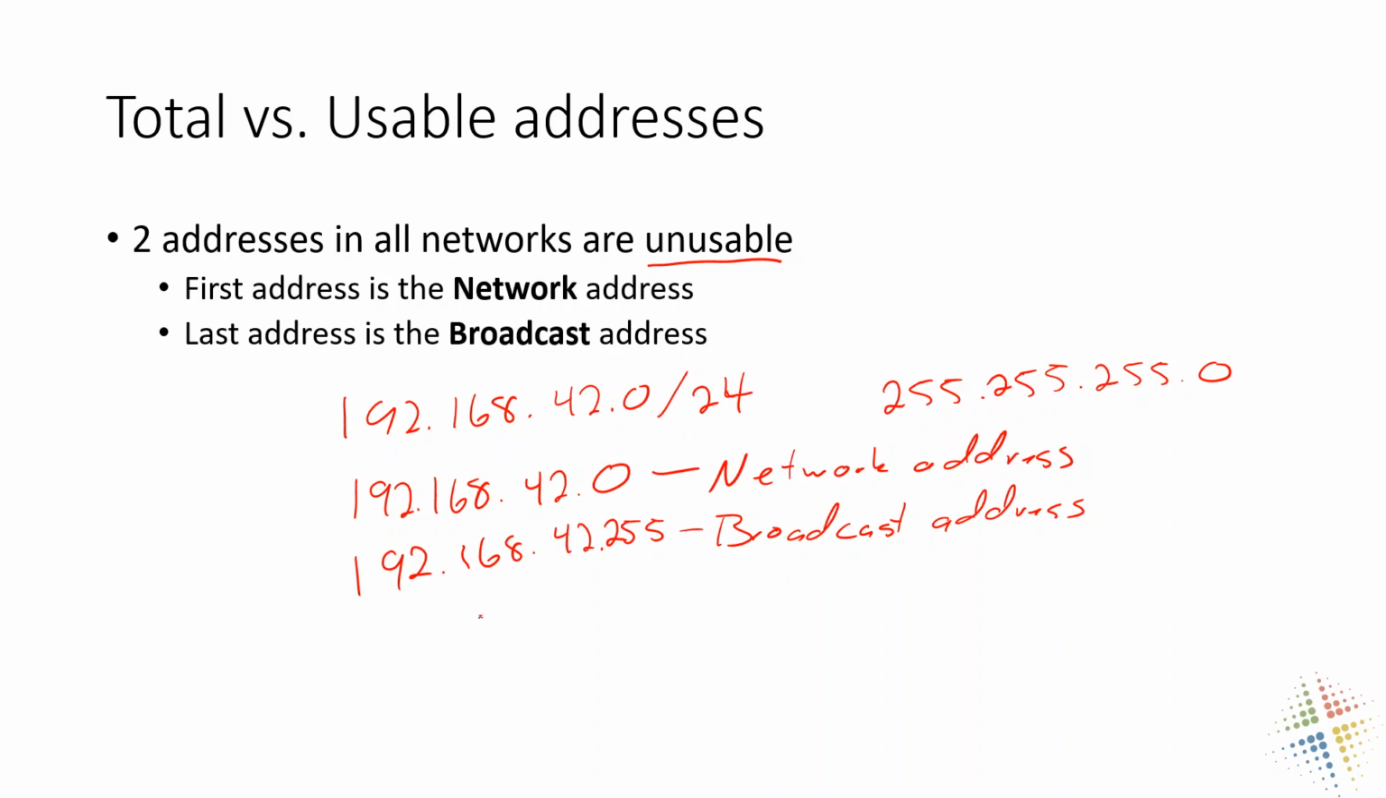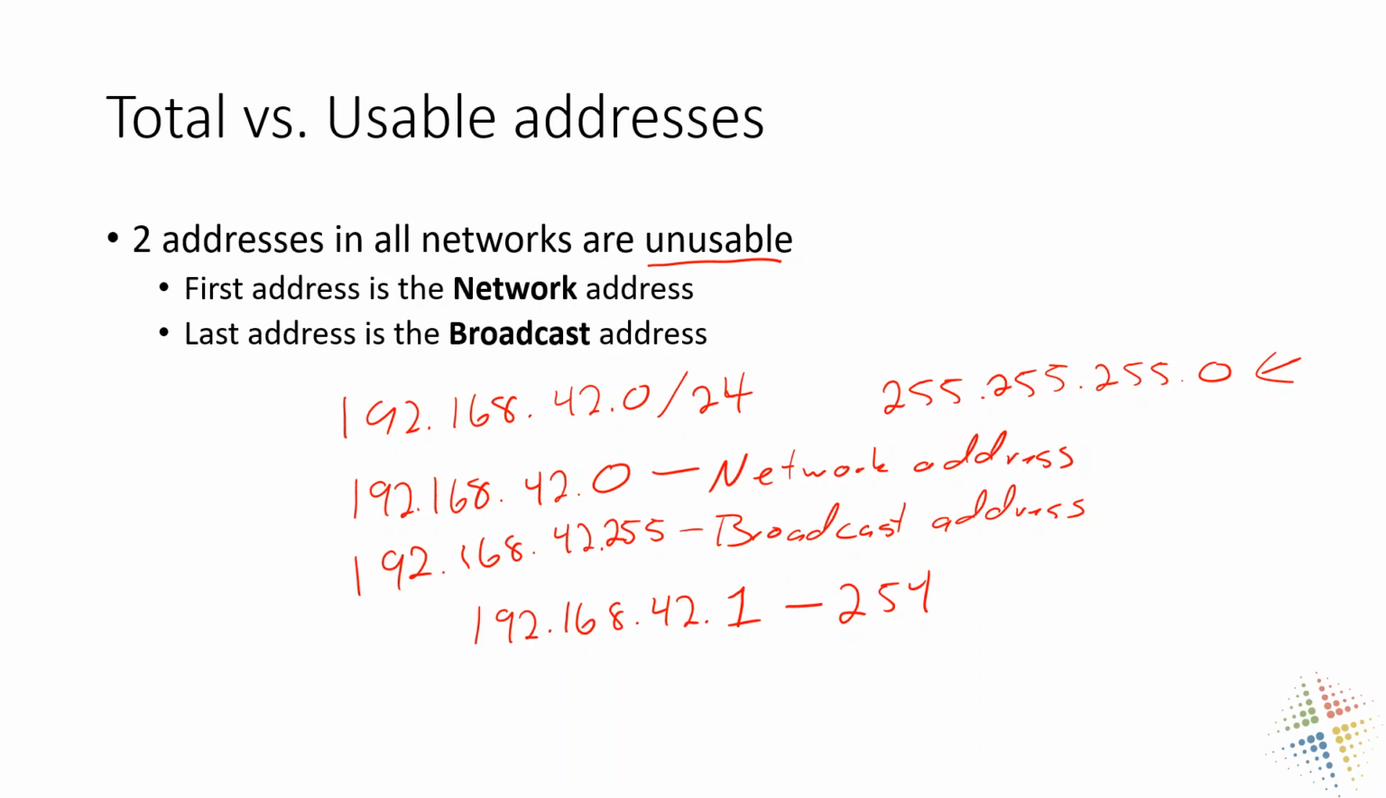Therefore, any host on that network can have an address 192.168.42.1 through 254. They cannot have 0, they cannot have 256, only 1 through 254. Therefore, every time we look at an address with 255.255.255.0, I do not have 256 usable addresses. I have 256 total, but only 254 usable.